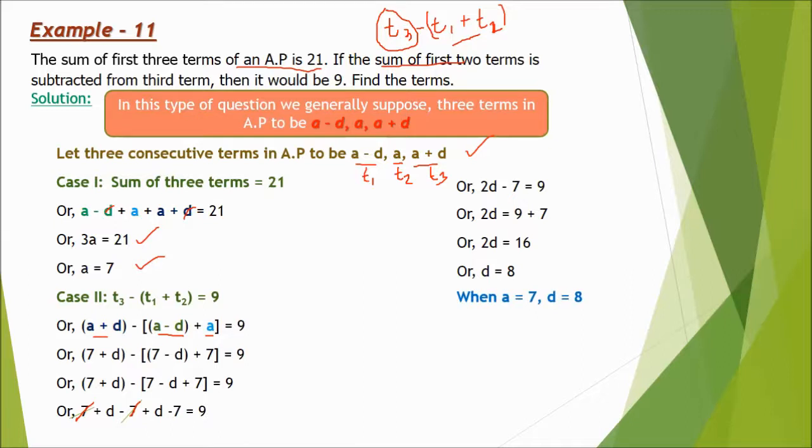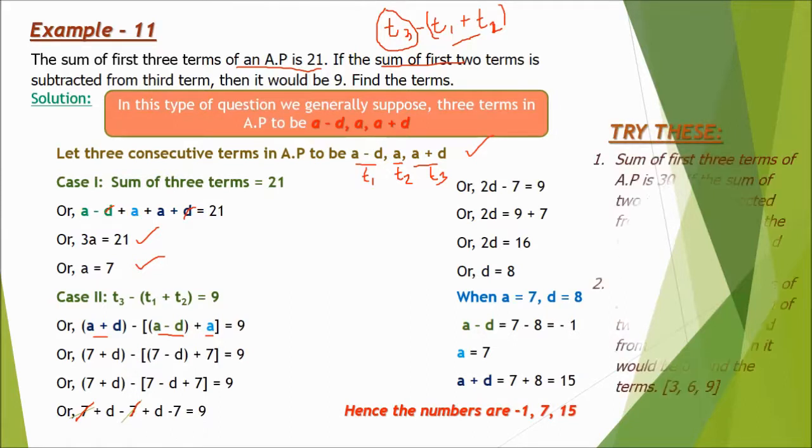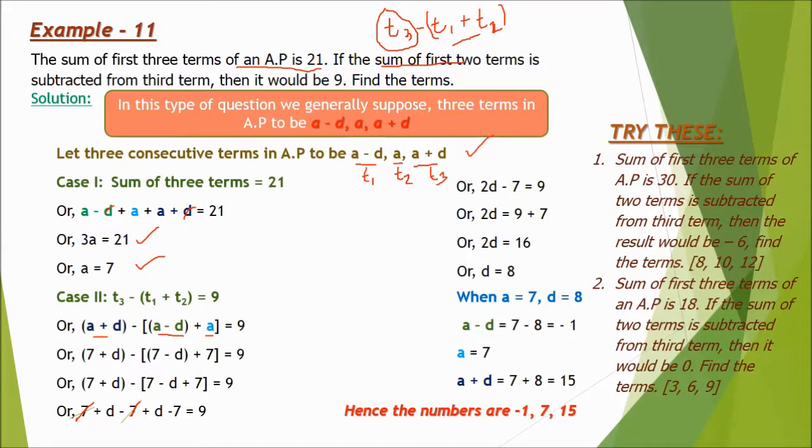Now the value of d is only one single value, so there will be only three answers. A minus d is 7 minus 8. This is very simple, so we run through it. Hence the numbers are minus 1, 7 and 15. These are the numbers, and there is an exercise for you in the same slide. You can see two questions are there. You have to do them in the same way, exactly the same way.